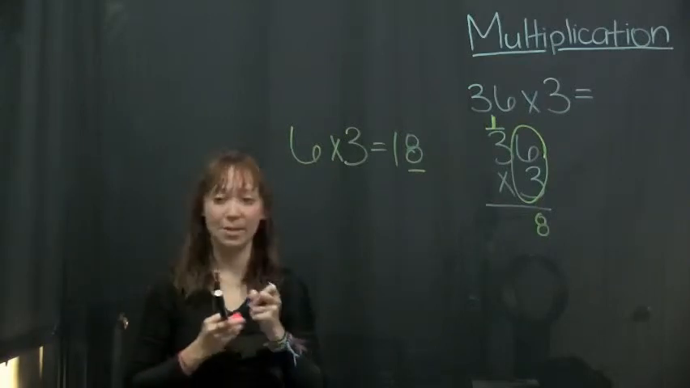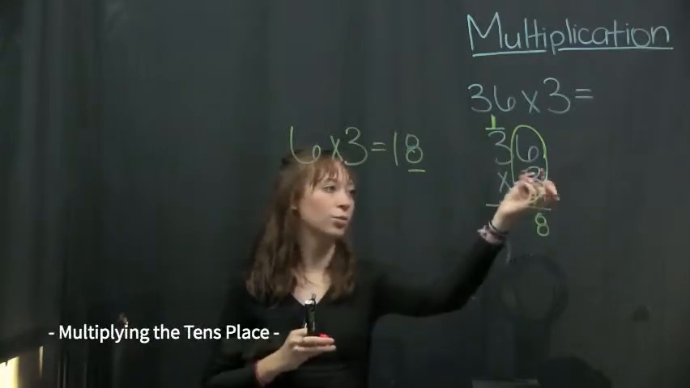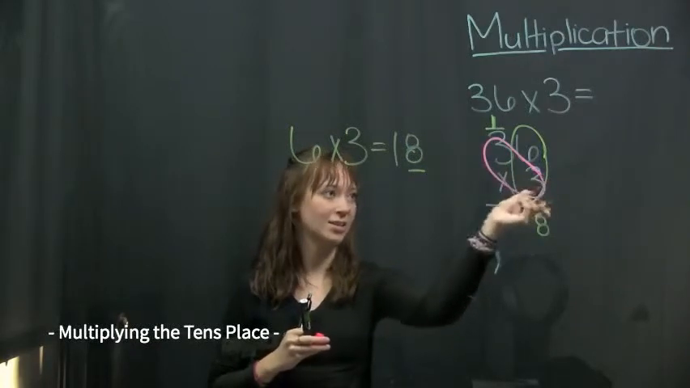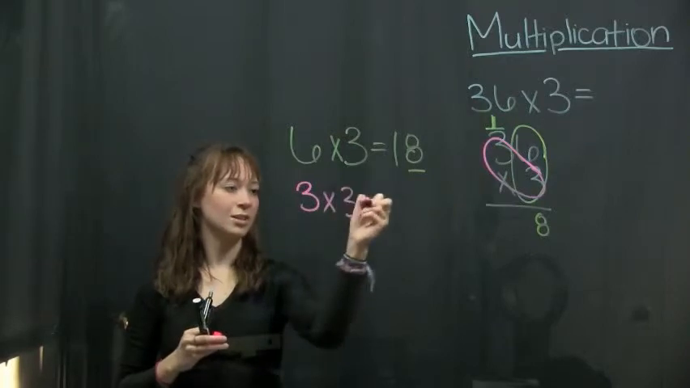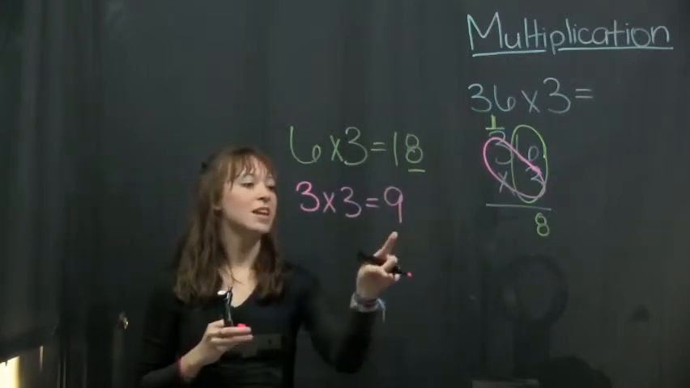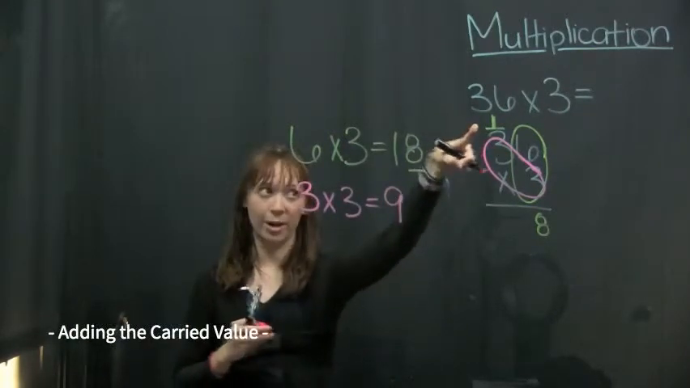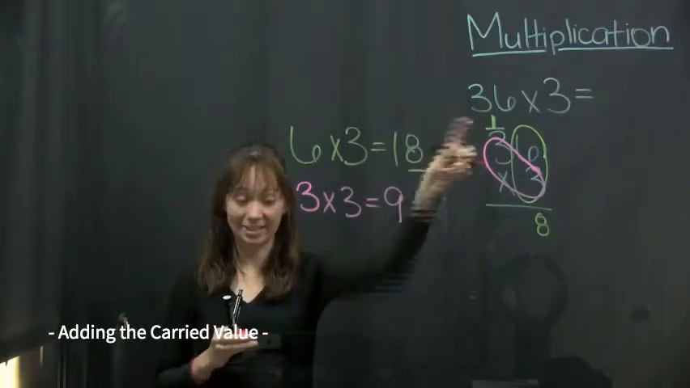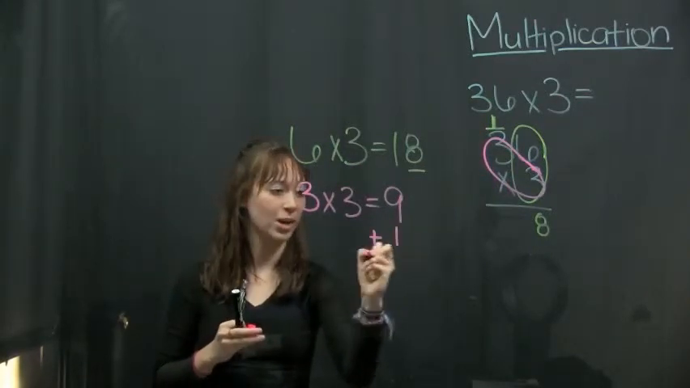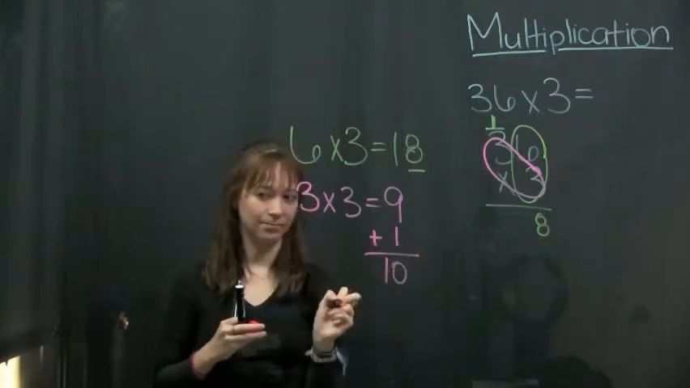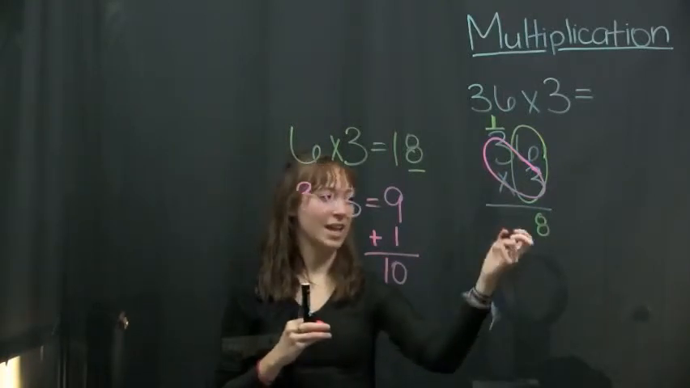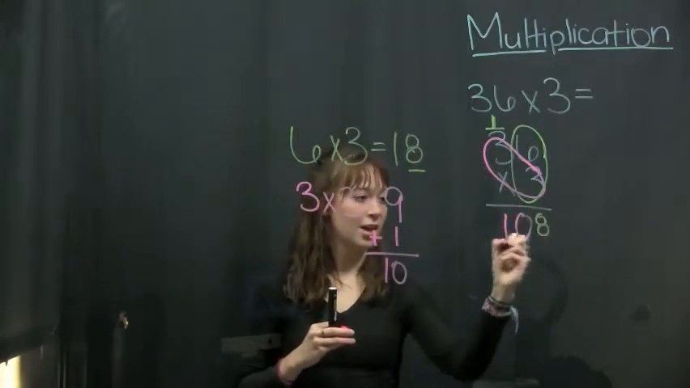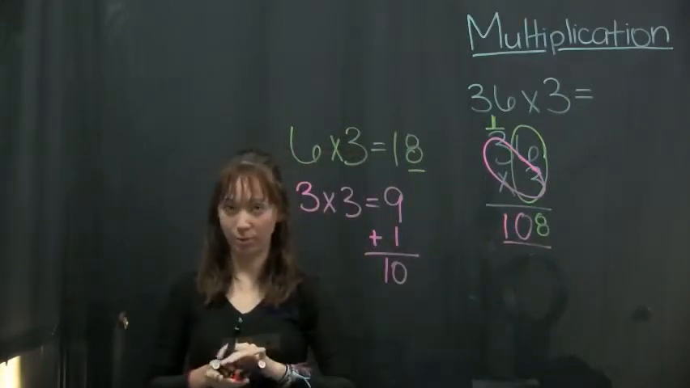And we're going to do the same thing as we did before and take the 3 down here times the tens place, which is 3 times 3. So 3 times 3 equals 9. And then that's when you bring back this 1 up here, and you're going to add it to the 9. So 9 plus 1 is 10. And you're going to put this 10, just like we did before, right in front of this 8 right here. And this is going to be your answer to the problem.